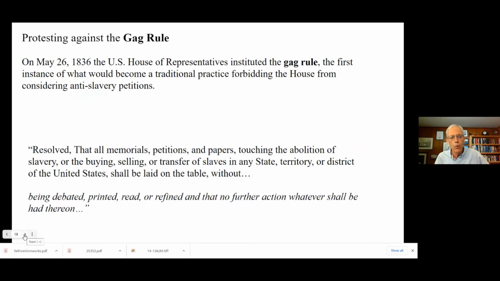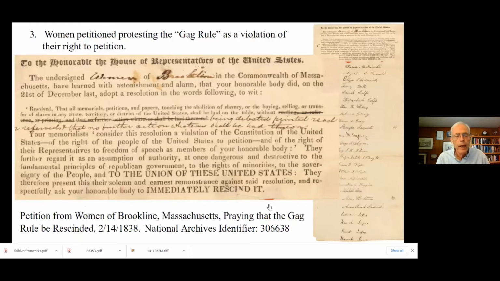And so when you make a rule like this, you think you're going to shut off the flow of petitions. Well, what they did is they triggered a bigger flood of petitions, because now they've got a flood of petitions protesting the rule. And this one is from that flood, and it is from Brookline, Massachusetts. And I think it's cool for a number of reasons.